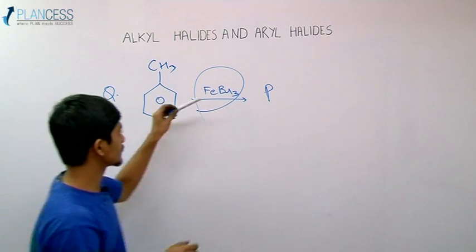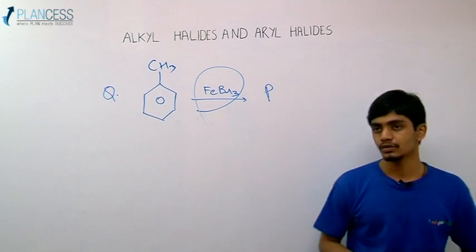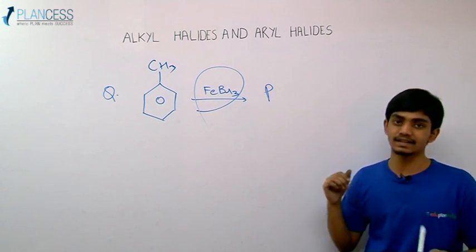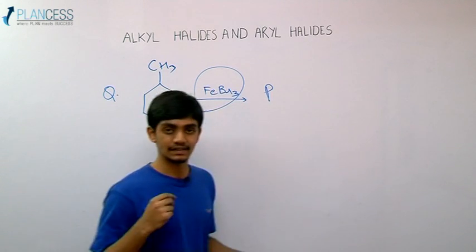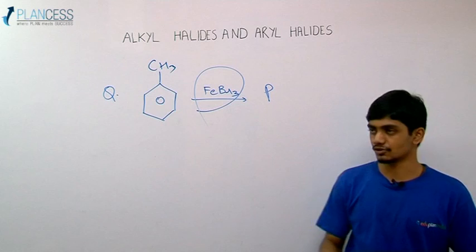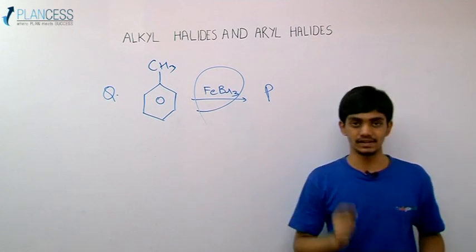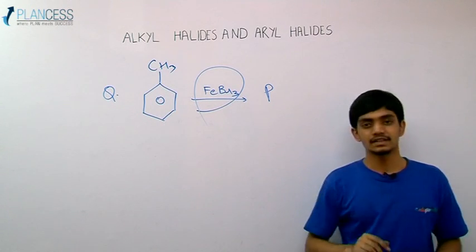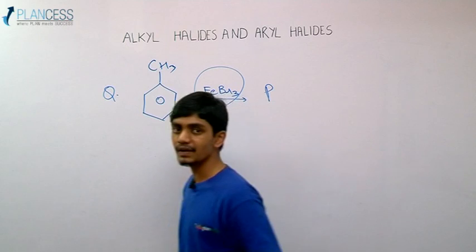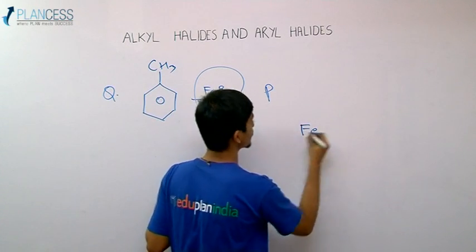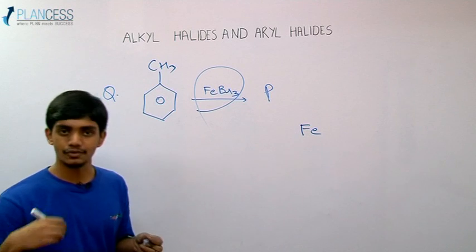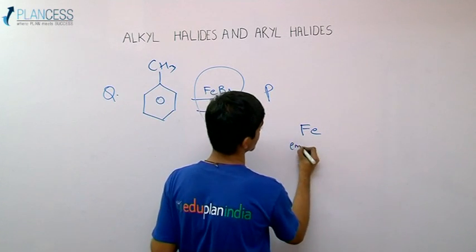Now, this is neither an electrophile nor a nucleophile. This is a catalyst which can act as an electrophile. How does it act as an electrophile? Because it has got empty d orbitals. So apparently this does not seem to be either a nucleophile or an electrophile, just a normal Fe compound, but it can act as an electrophile because of the empty d orbitals.